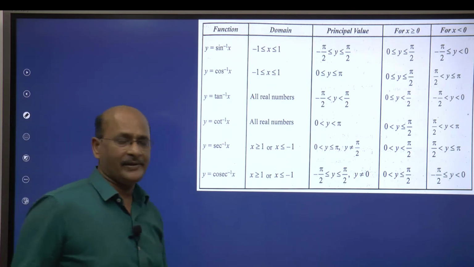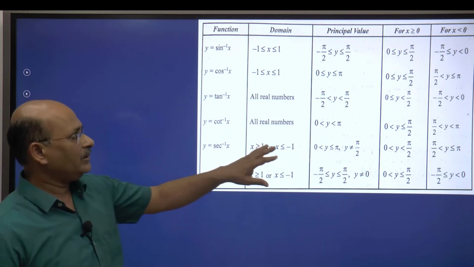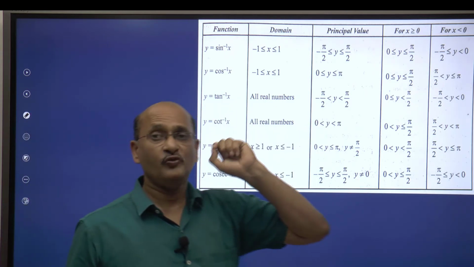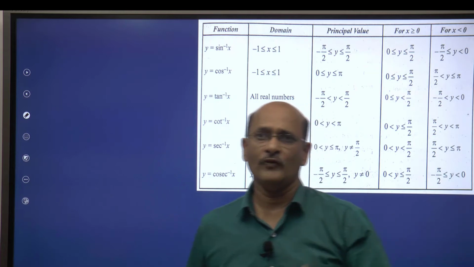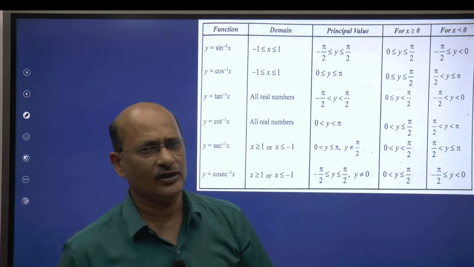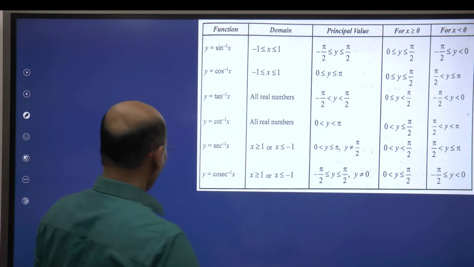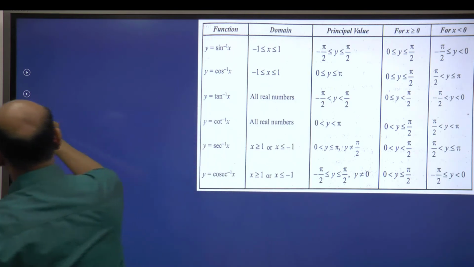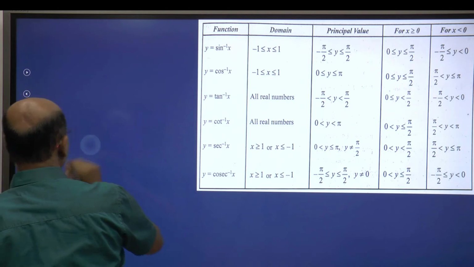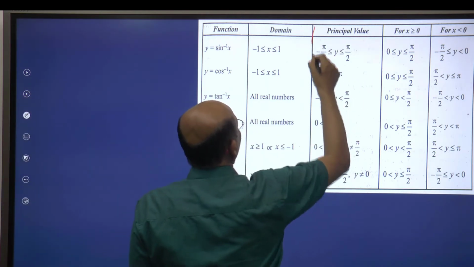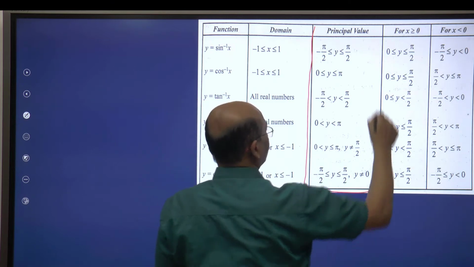Okay, as I said, this table is a very important table, and it is very useful for solving the MCQs on inverse trigonometric functions. I don't want you to study everything. What I am trying to tell you is, I want you to remember and understand the principal value. This portion is very important.